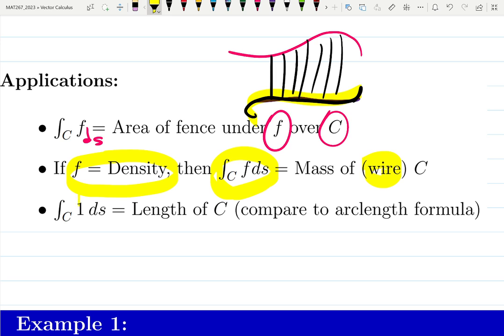And if you don't put anything inside, so it's 1, then it just gives you the length of C, literally the arc length formula. If there's nothing inside, there's no height. If there's no height, it gives you the length of the snake on the floor, and that's arc length. Does that make sense?